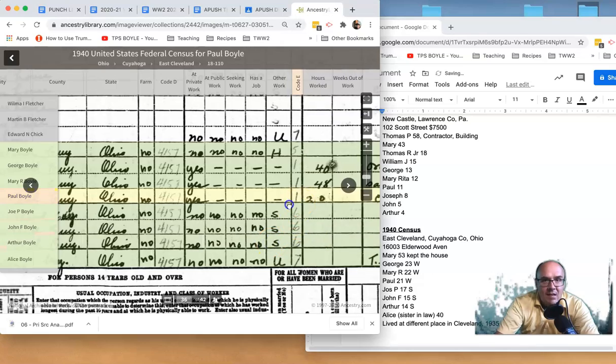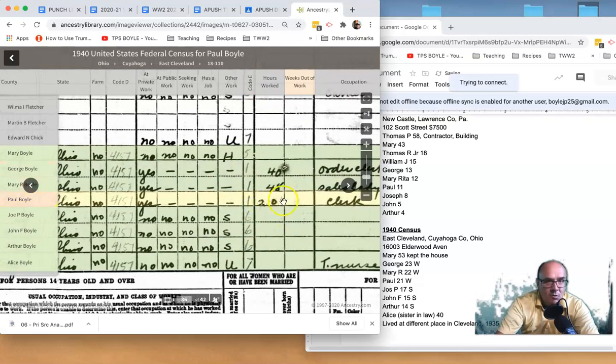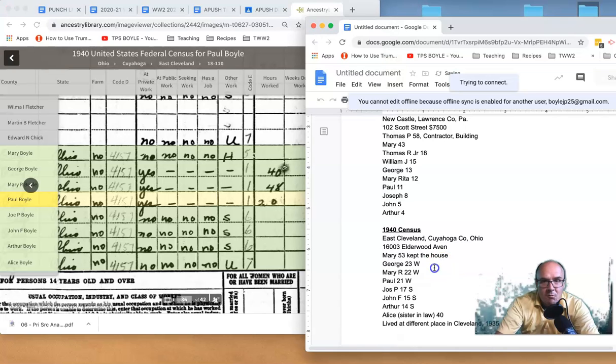All right. Now, hours worked for George, Mary, and Paul. George is working 40.